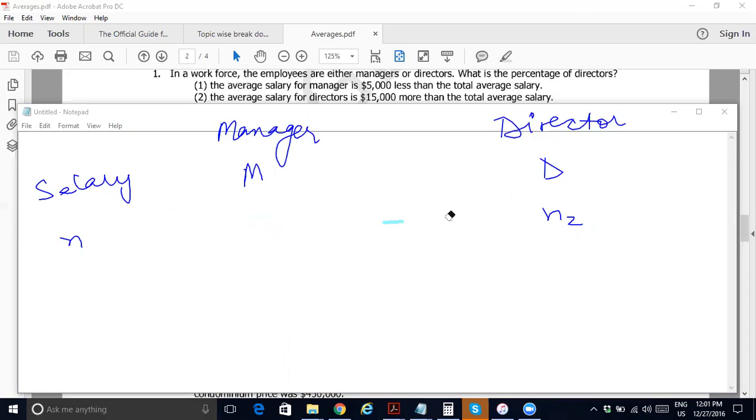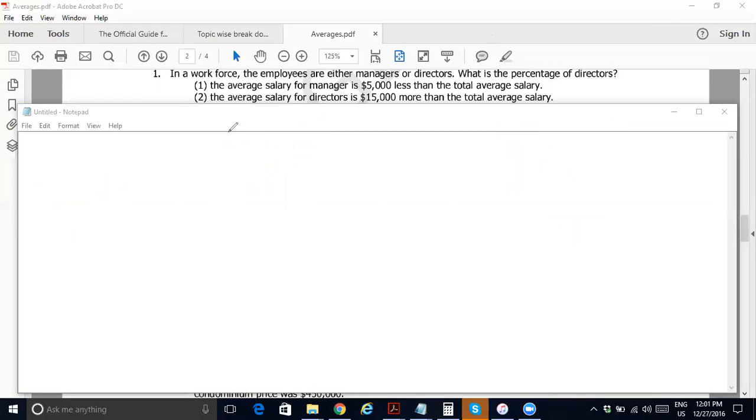So now let's try to do this by using allegation. Allegation would mean that on one side you put managers, on one side directors, and then M and D, and then in the middle it would be the big formula, that total average salary. Now, since everything is given, one is talking about average salary for manager in terms of overall average salary. Average salary for directors is also in terms of overall average salary. So let's consider the overall average salary as A.